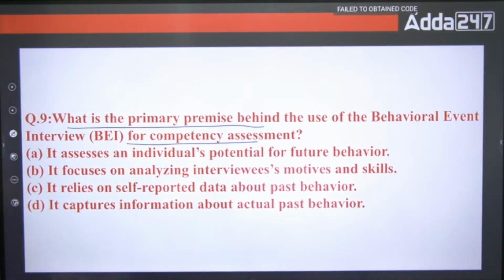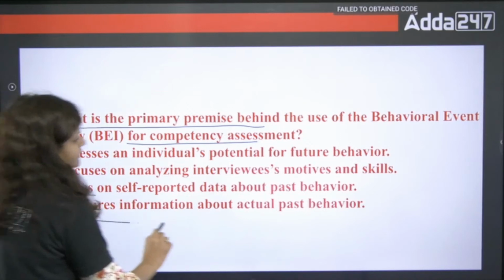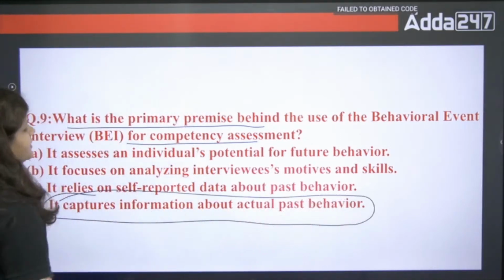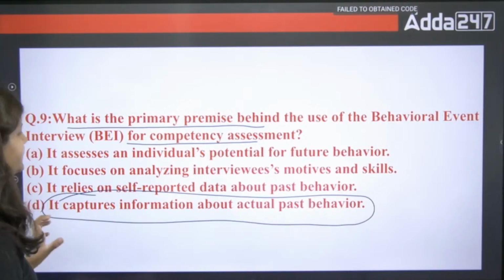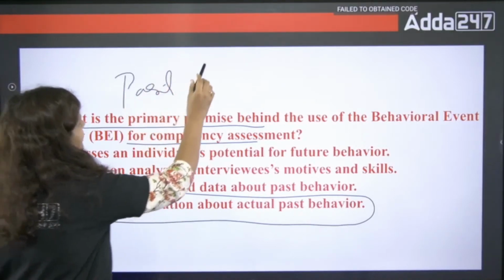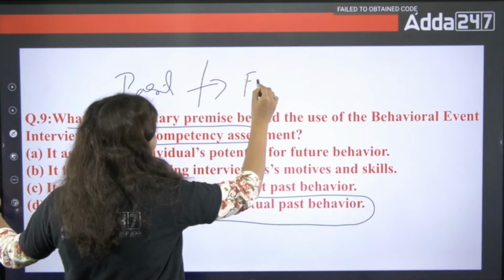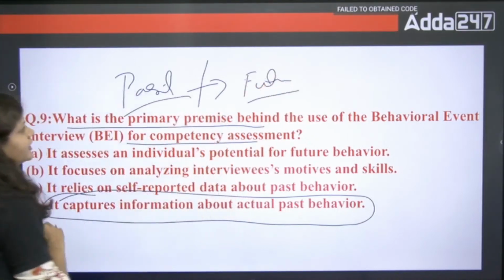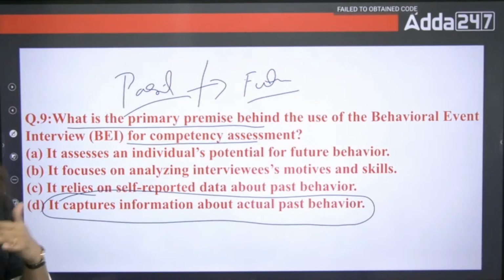So your options are: first, it assesses an individual's potential for future behavior. It focuses on analyzing interviews, motive and skills. It relies on self-reported data about past behavior. It captures information about actual past behavior. So which one is the right answer? It captures the information about actual past behavior, right? That is the basic objective of using the BEI, because it assumes that whatever you have done in the past, the same thing you will do in the future as well. So if we are going to assess how someone will perform in the future, we have to check his past. So D is the right answer.